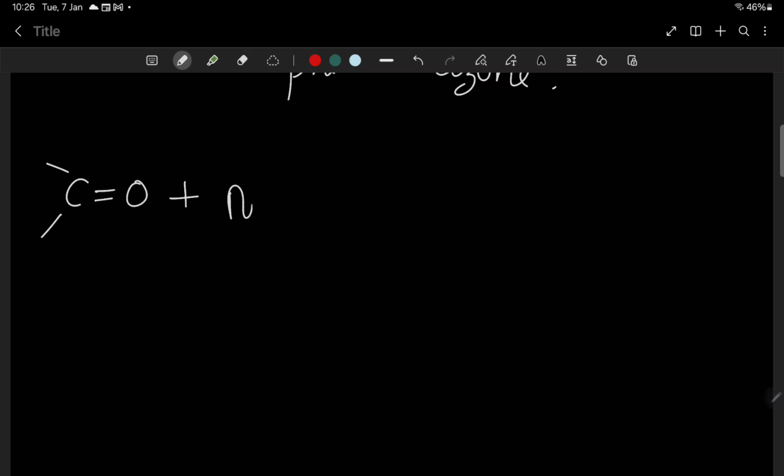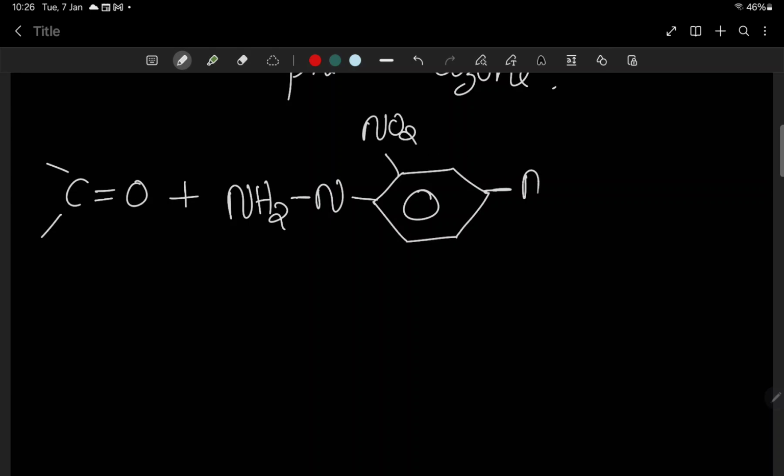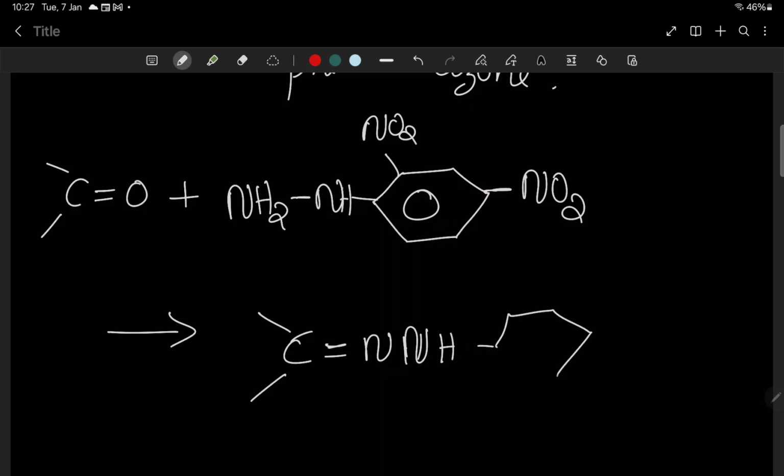Okay, to this I am adding NH2 N. The 2,4 DNP full form is 2,4 dinitrophenylhydrazine, with NO2 groups on the phenyl. The compound that we are going to get after the reaction is called 2,4 dinitrophenylhydrazone. Here NH is there, NH, and accordingly NO2. This is called 2,4 dinitrophenylhydrazone.